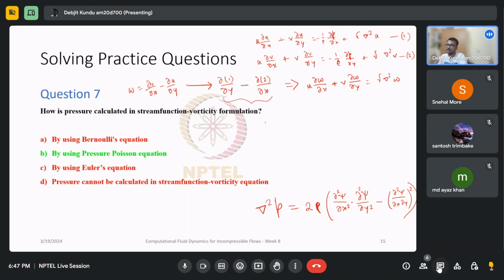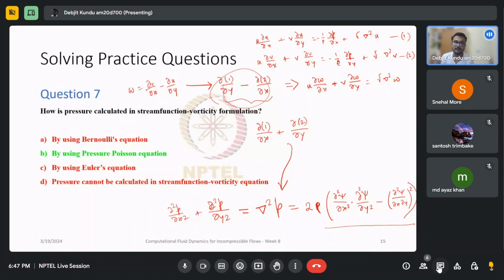But if I now simply, instead of doing what we did here, take the x derivative of 1 and add it with the y derivative of 2, then, with some mathematical manipulations, we will get this pressure Poisson equation, where the Laplacian of p, which is nothing but dou 2p dou x2 plus dou 2p dou y2, and we replace all the u and v's with the appropriate gradients of psi. Then we get this equation.